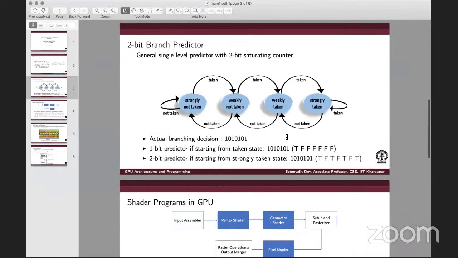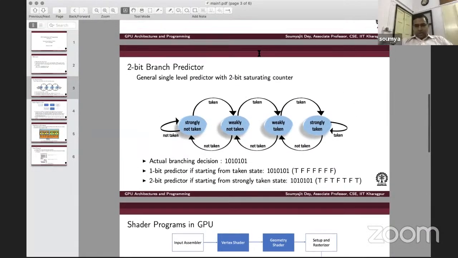Sir, the screen is not showing, the PPT is not showing actually, it's showing a black screen. Yeah, now it's showing. Okay, so fine.